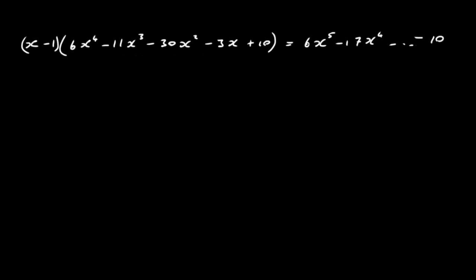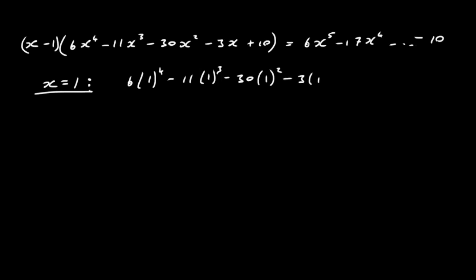So we're going to try again. We're going to try x is equal to 1. So if we put 1 in for each x here, we'll get 6 times 1 to the power of 4 minus 11 times 1 cubed minus 30 times 1 to the power of 2 minus 3 times 1 plus 10. So when you do that, you actually get minus 28. You don't, in other words, get 0. So x equal to 1 is not a root of this factor here.